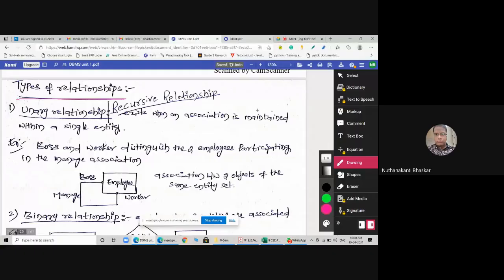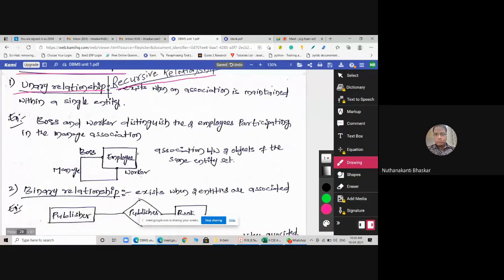The first one is the unary relationship, also called a recursive relationship. A unary relationship is one which associates with itself, meaning it has only one entity. Only one entity is going to connect with itself. Such types of relationships are unary relationships. Here I will show you an example. I will explain later. I will ask for one example, you must tell that.